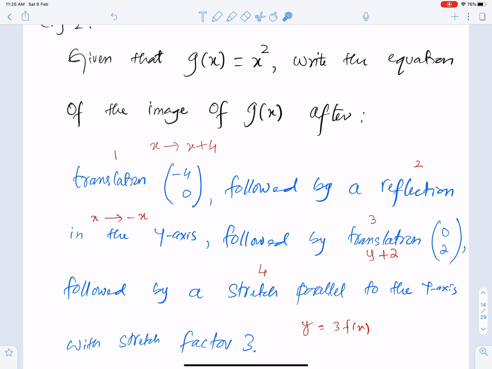So first you will need to apply this translation. When you apply this translation, you will replace x by x plus 4. Then you will need to apply the reflection in the y-axis, that means replace x by minus x. Then you should apply the translation, which means use this equation: y is equal to y plus 2. And finally, you need to apply the stretch parallel to the y-axis with factor 3, and this is the equation of the stretch.